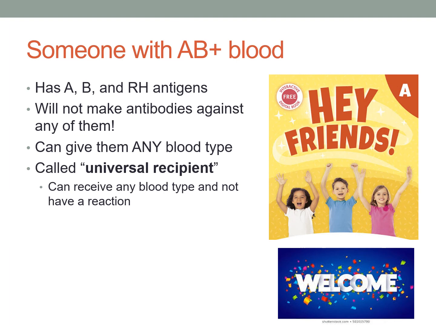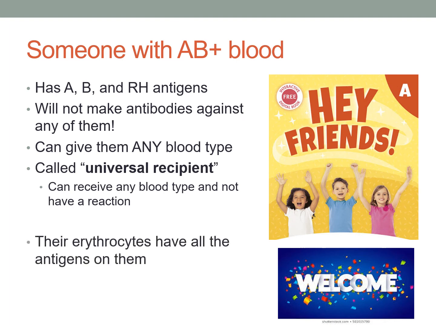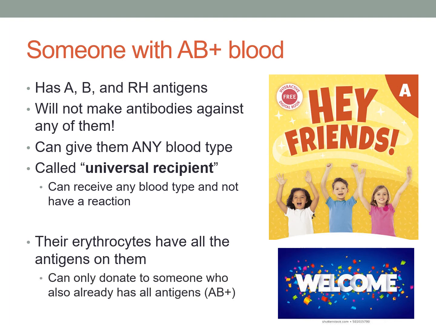It's universal. It doesn't matter who you give them blood from. So they can receive any blood type and will not have a transfusion reaction. On the flip side, though, because their red blood cells have all of the antigens on them, you can't give their blood to a whole lot of other people because it has every potential offensive antigen possible, right? So you can only give their blood to somebody else who's already familiar with all three antigens. They can only donate their blood to somebody who is AB positive. So that's AB positive, a universal recipient. Everyone is welcome.